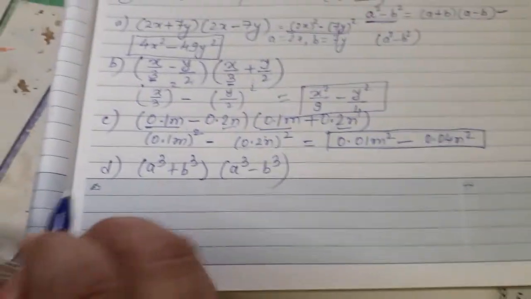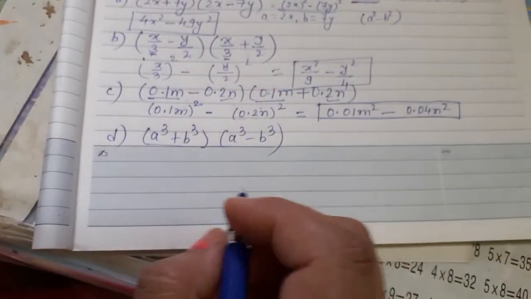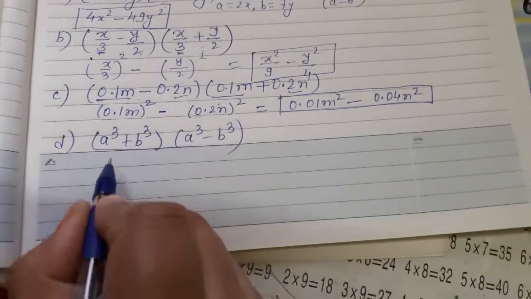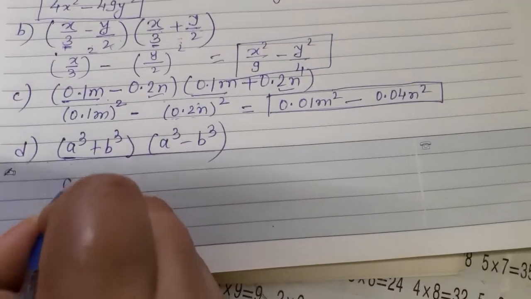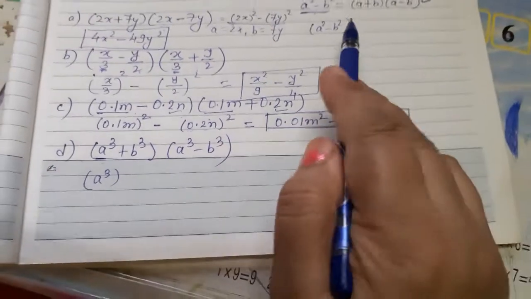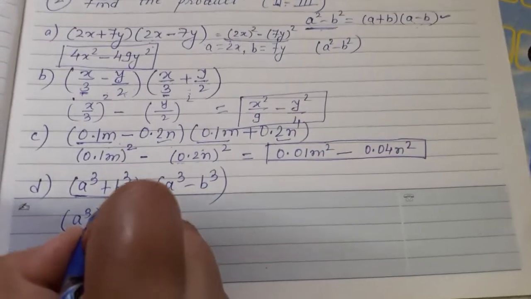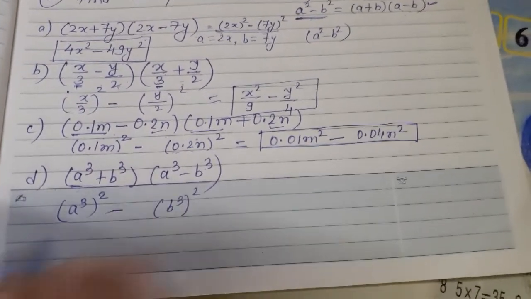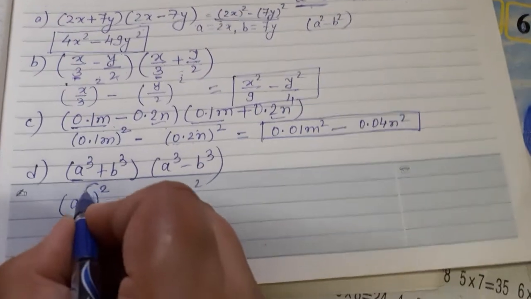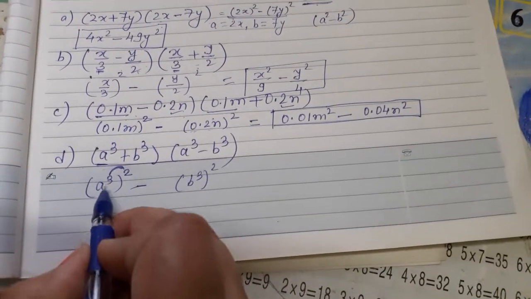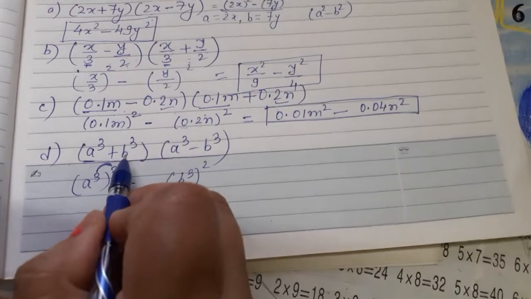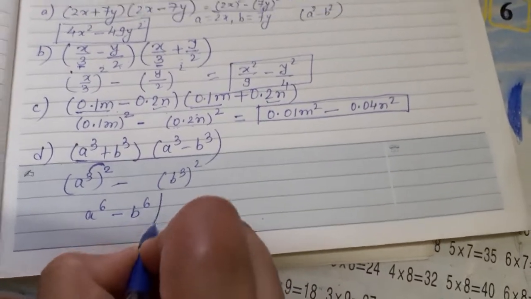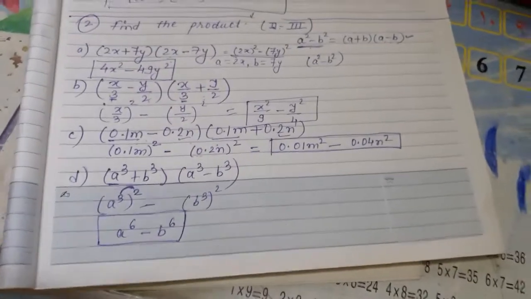Okay? Now this one, it's looking a little complicated, but don't get uncomfortable with these types of questions. Again the value of a is what? A cube, and when we will use the identity it will be a square. So a cube whole square and b cube whole square and in between a minus sign. Okay? Then by the law of exponent, one power and over it another power, so it will be multiplication. So a to the power 6 minus b to the power 6. So this is the solution of this part.